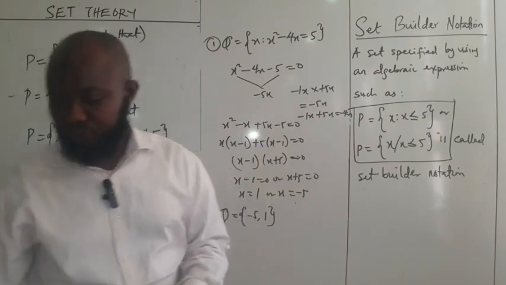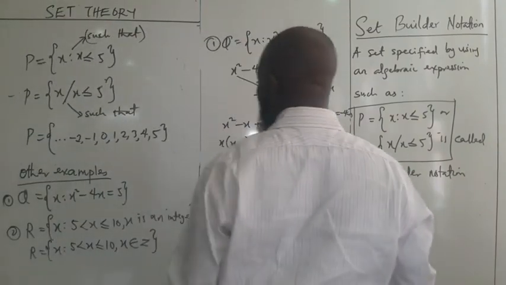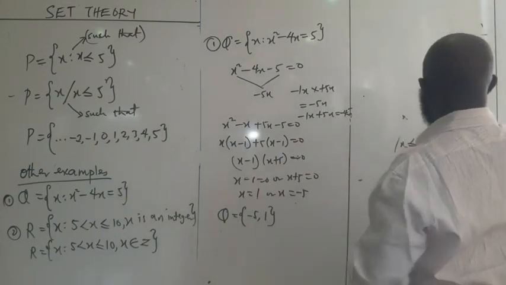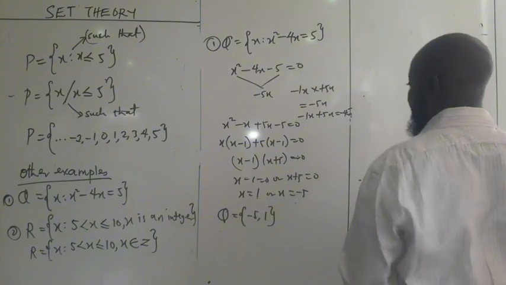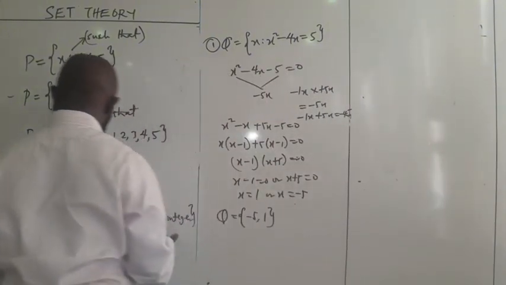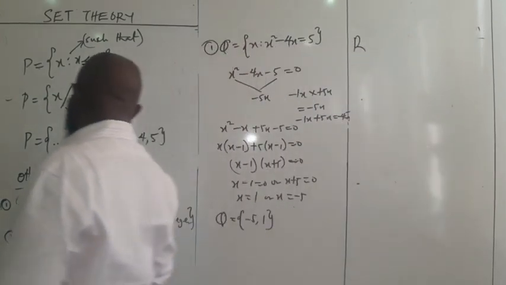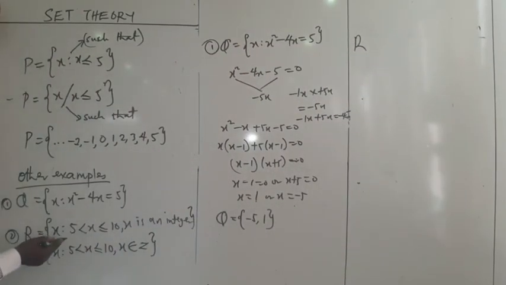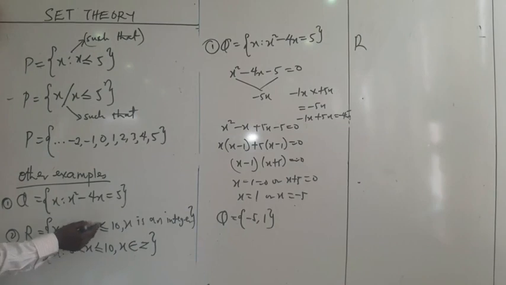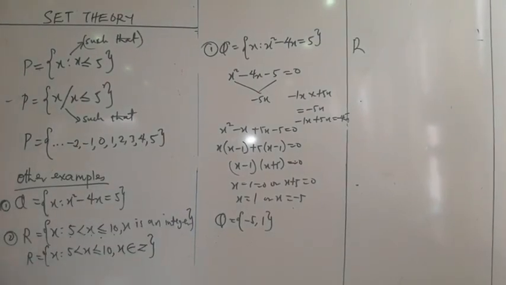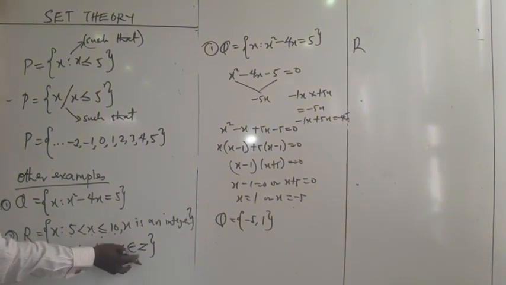The second example that we have here is also just an explanation. How do you interpret that? How do you list out the elements when you are given this type of question? It can be written in two ways. So we have x such that 5 is less than x, less than or equal to 10, then x is an integer. So it's also telling us the same thing here.